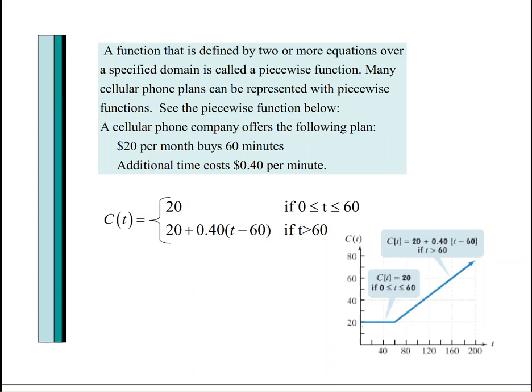So we're constant here at $20 per month. And then if we go over that 60-minute mark, then our cost begins to increase depending on how many minutes we talk over 60 minutes.